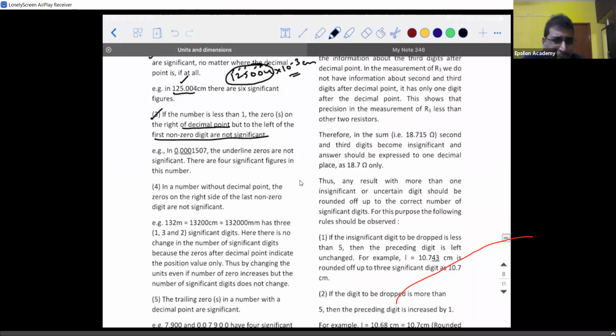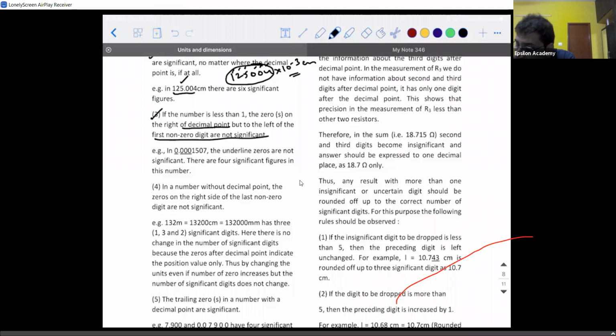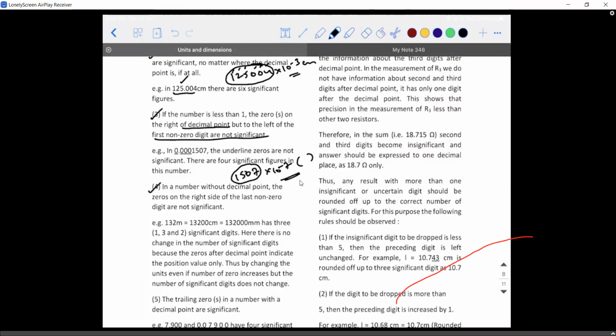So the reason is very simple, guys. You know why it is not significant. This 1507 is there, no? 1, 2, 3, 4, 5, 6, 7. So can I write the same value as 1507 into 10 power minus 7, whatever is the unit? So which numbers are actually helping us for the measurement? It is this 1507, irrespective of the 10 power minus 7. You're able to understand? Yes, sir. So that is the reason.